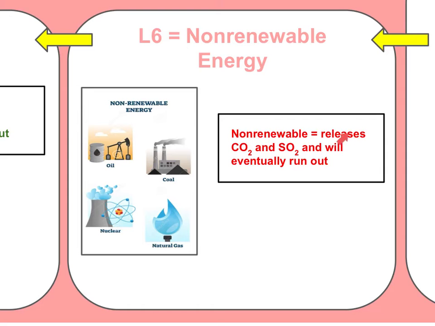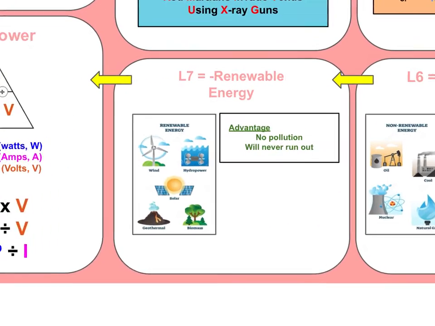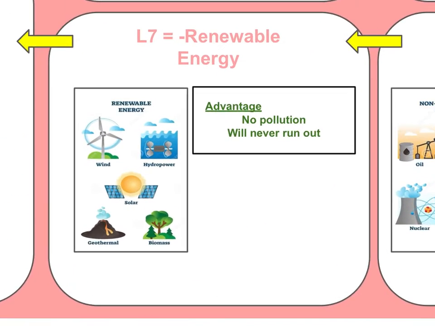It says here non-renewable releases CO2 and SO2. That's not entirely true because nuclear doesn't release any pollutants, but these 3 will. So carbon dioxide and sulfur dioxide are produced by these 3, which is not good for our atmosphere because it produces global warming and it heats up the earth.